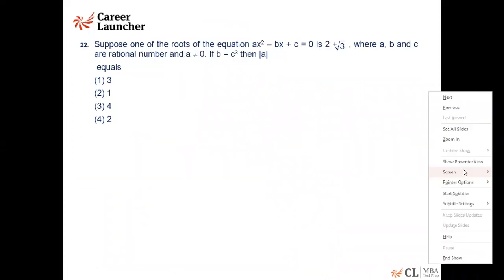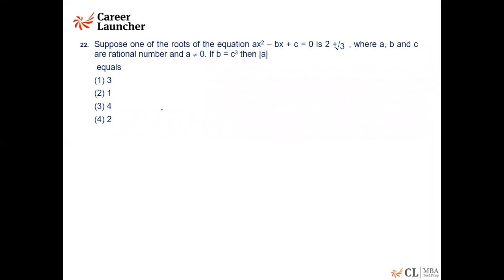Suppose one of the roots of ax squared minus bx plus c is 2 plus root 3, where a, b, c are rational numbers. The moment we say a, b, c are rational numbers, if one of the roots is 2 plus root 3, the other root must be 2 minus root 3. So we also have b is equal to c cube. Then what is the modulus of a?